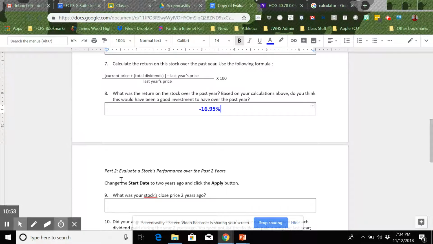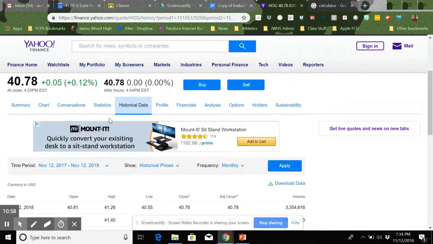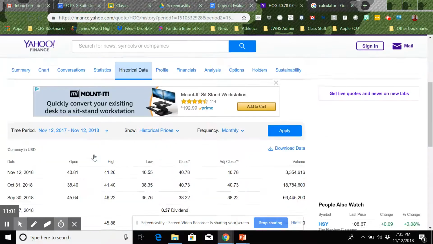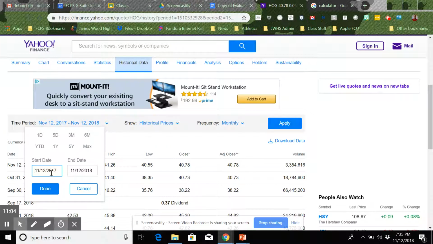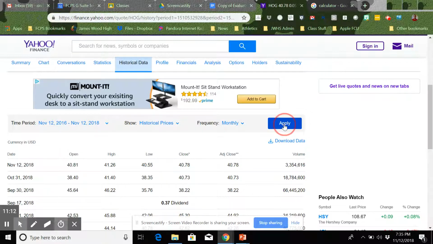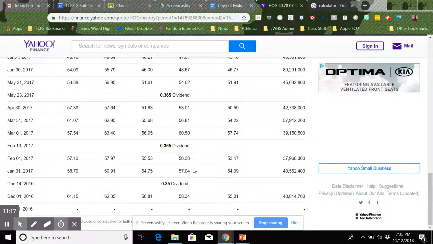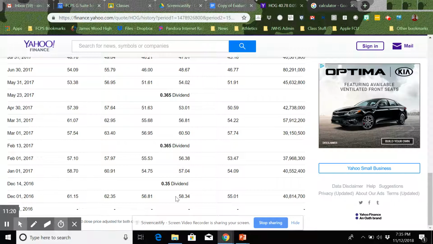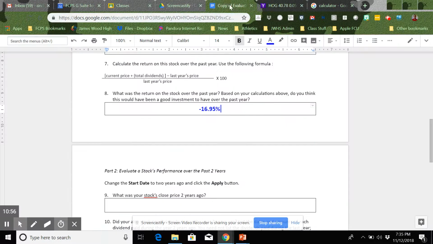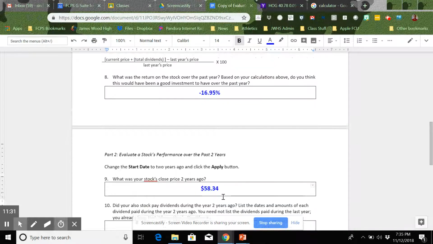So what we need to do is go find the stock's close price from 2 years ago. And we do that just by simply coming here and changing this over and just taking off 1 year from here. So let's go to 11/12/2016. And then we go ahead and apply this filter. And now we got to go down all the way to the bottom of this, and we see that 2 years ago it was selling for $58.34. So now I'll put 58.34 here. That's $58.34. Right?